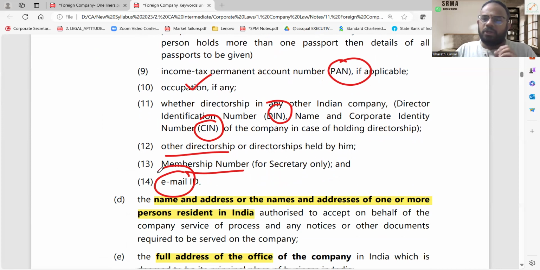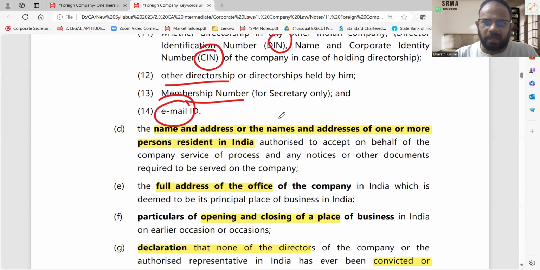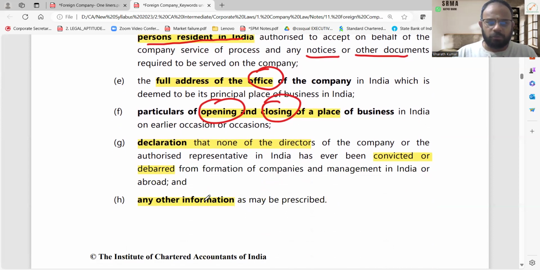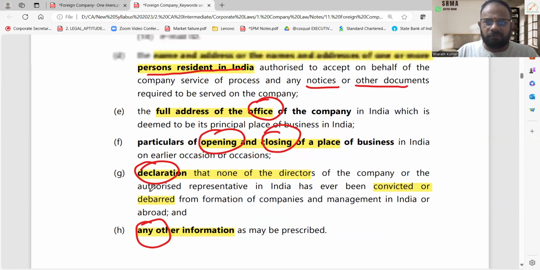Apart from that, you should also give the ROC the name and address of one or more persons resident in India who is accepting the notices and documents to be served by the company. Their address also, the full address of the office, when you are opening, when you are closing, what you are trying to do, what are all the declarations that the directors have to give, any other information. Whatever I have colored, I will save and give it to you. You can do a newspaper reading. If you do, you will get all the basic details of an application form that you will submit with the ROC.